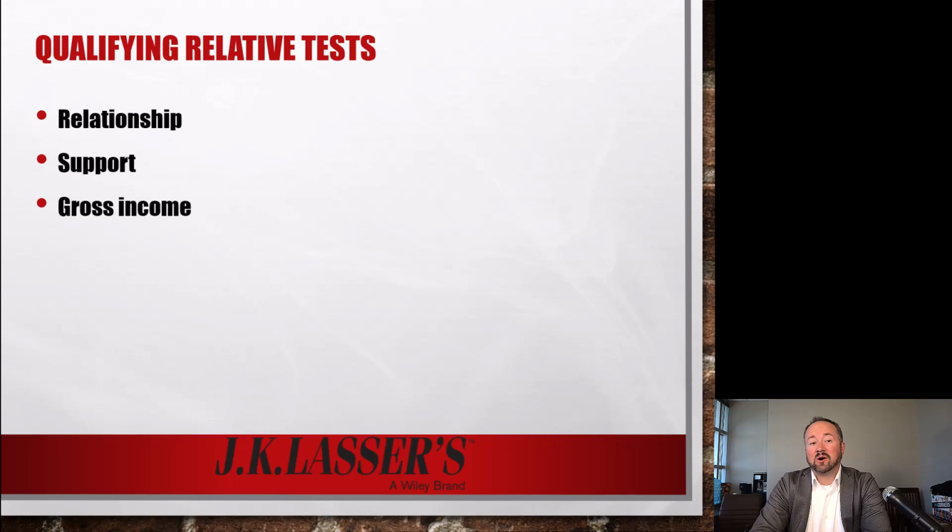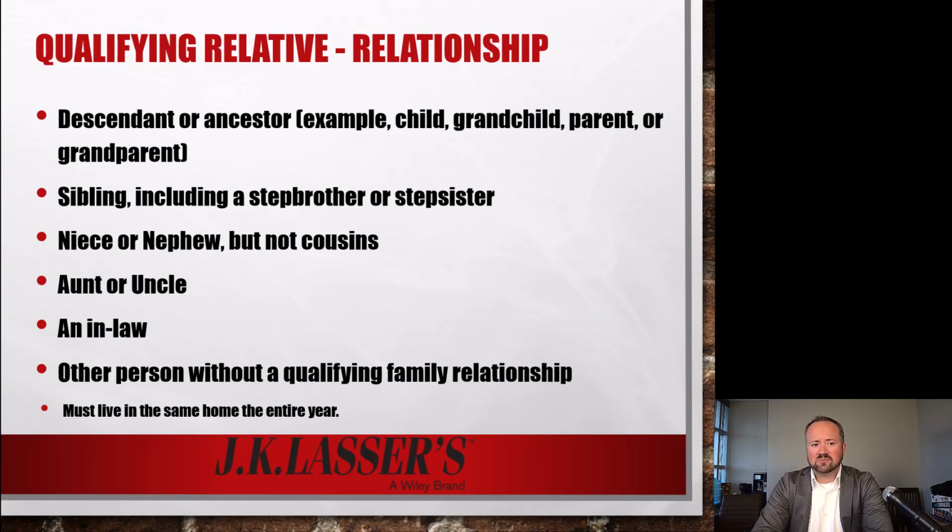So now let's talk about qualifying relative. If we're not a qualifying child, perhaps we meet the criteria as qualifying relative. Qualifying relative is a little bit shorter of a runway because it only has 3 tests. The first is the relationship test. And under the relationship test, you can see those options listed here, and you think to yourself, my goodness, this is like anybody. In fact, look at the last bullet. It's anyone with no qualifying family relationship that's listed above, as long as they live in the taxpayer's home for the entire year, which is kind of wild, right? So this could really be anybody.